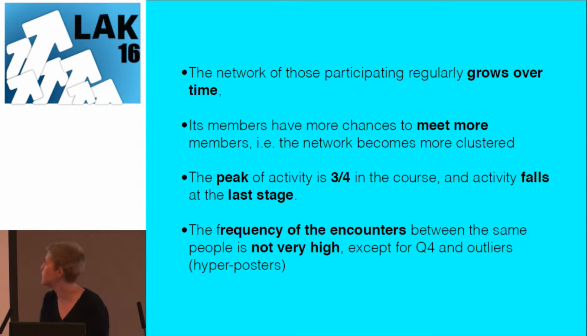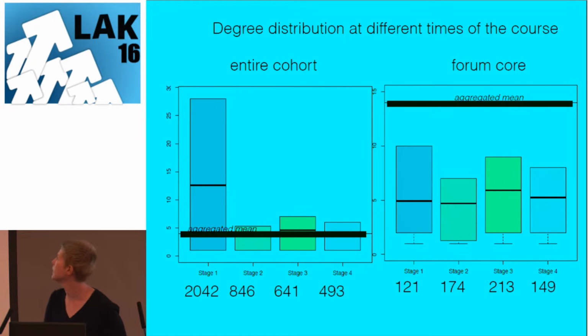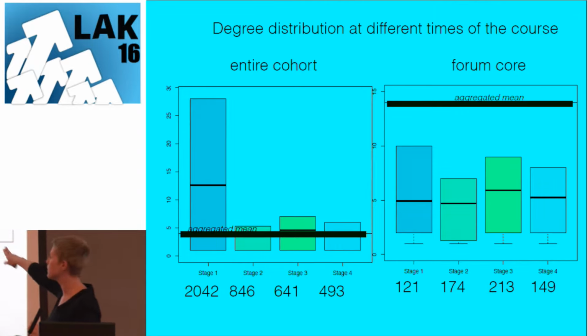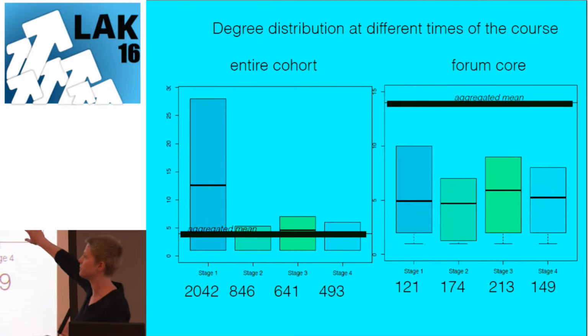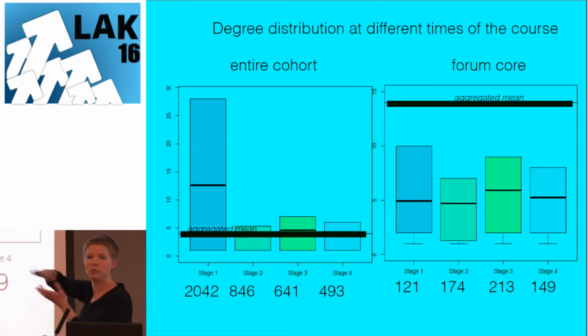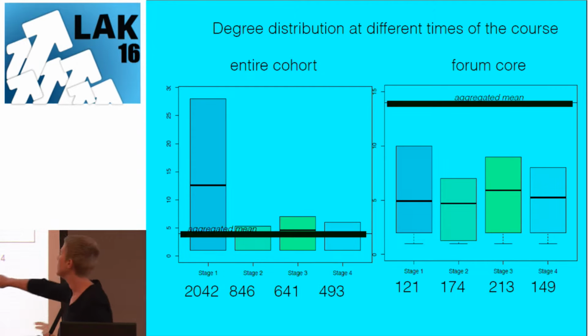And then the frequency of the encounters, and I'm talking about the edge weight, so the number of times 2 same people met, is not very high except for the top 25% and outliers, who are the hyperposters, and we have a lot of work on those done. So this is just a quick... this is the degree distribution for the regular participants. This is the same group of people, that's the entire network. So this is kind of like a Russian doll, you know, the one that's a part of that network somehow.